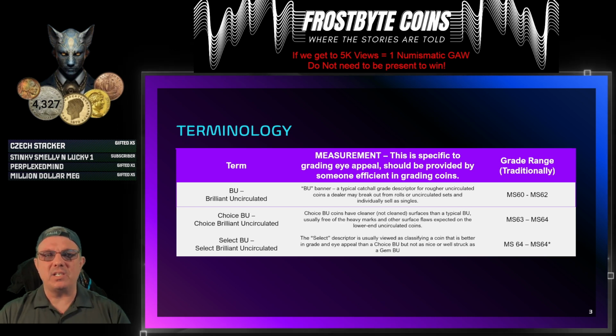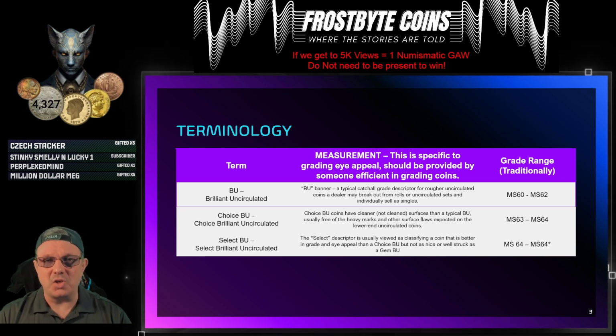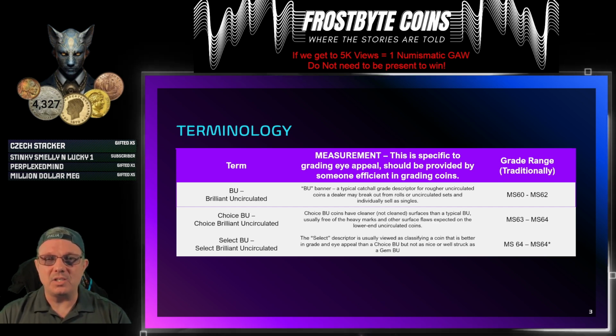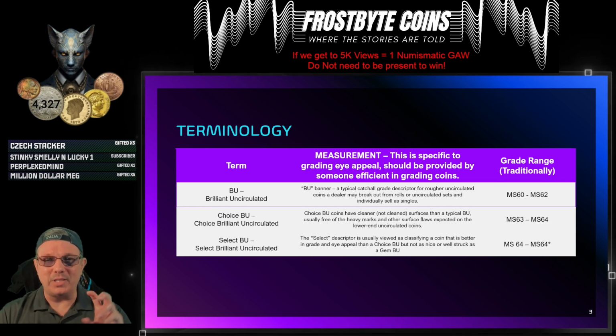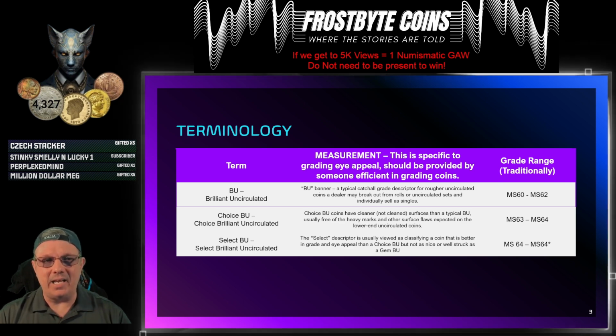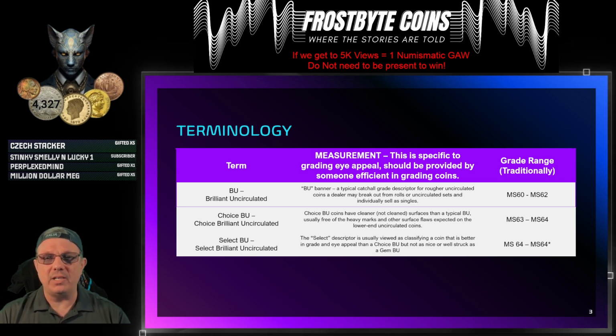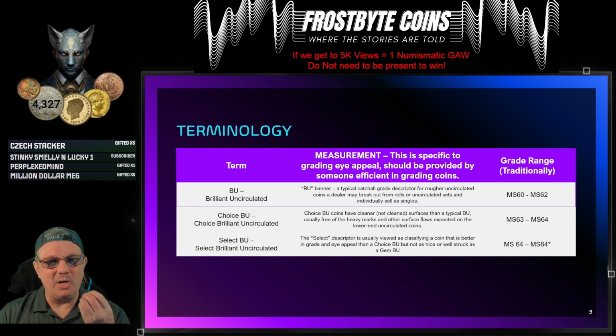So if they grade 64, this is where you might get that plus, or you might get that star rating from something like NGC. And that means that the coin still grades in that area, but it has exceptional eye appeal. A lot of people call them what they would call handsome, right? It's a handsome coin. But again, when you're talking about the Select BU, it's just got a little bit better quality to it.